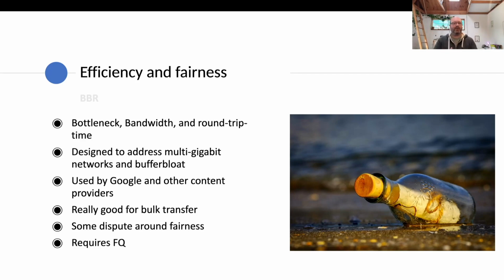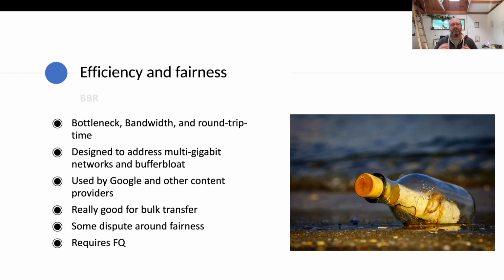So Google, Neal Cardwell, Van Jacobson and others built out this BBR, bottleneck bandwidth and round trip time algorithm, and it's used by Google and other content providers. If you're watching this on YouTube, you're being sent traffic using the BBR algorithm, and I believe a lot of the other content providers are using it as well. It's really good for bulk transfer. There's some dispute around fairness, in that maybe it consumes too much bandwidth, but I haven't seen enough evidence of that yet. It's mostly some papers claiming this, which I haven't fully read yet.